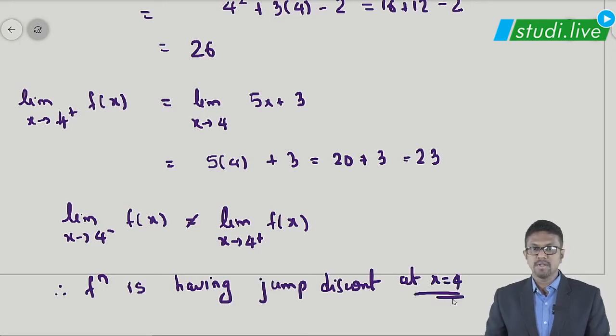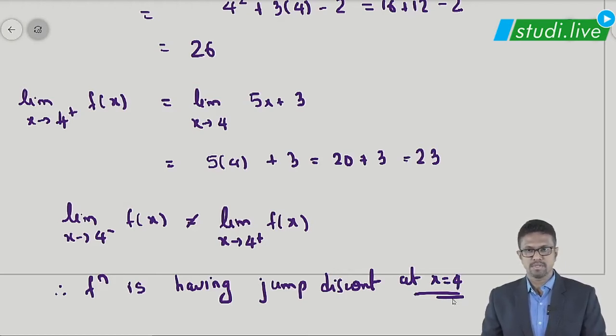So this is the answer that we are getting. The function is having jump discontinuity at x equal to 4. It is not having a removable discontinuity but a jump discontinuity. So hopefully this question is clearly understood by everyone. Let us now go to the next.